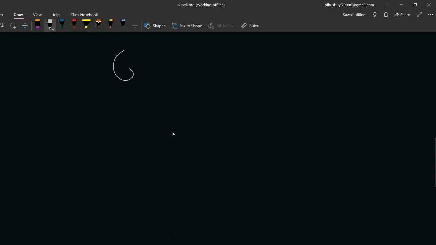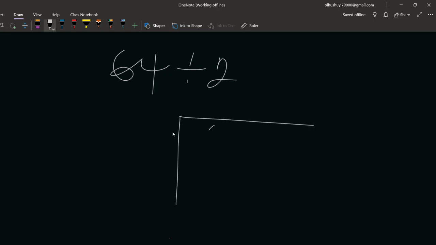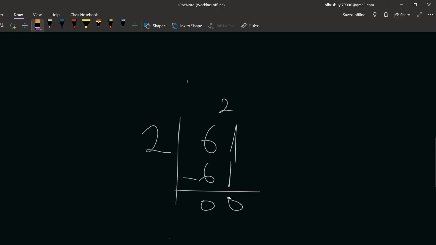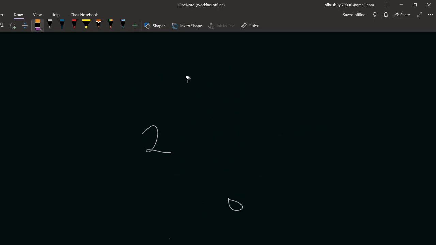Let me say you have 64 divided by 2. Going by long division, you know how you do this. You divide: 2 here, you have 3. 2 here, you have 2. Multiply, you have 64. Then you subtract, 0, 0, right? So this is a method of division which we fondly call long division. A similar approach will be applied to divide some functions as we continue in this video.